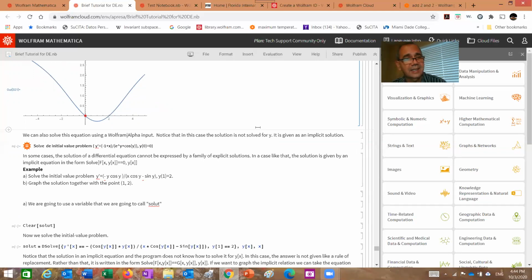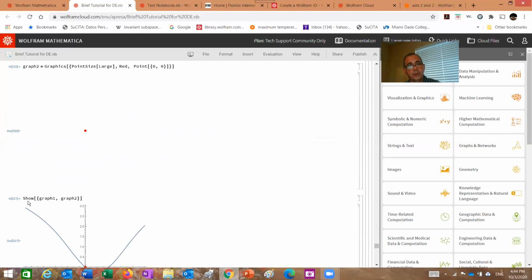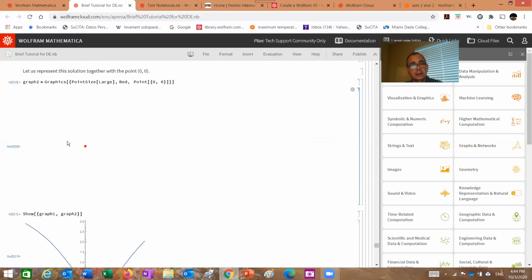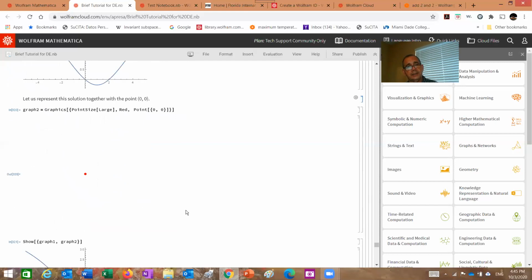Notice that Show is very convenient when you have more than one graph and you want to put the graphs together. Of course, we might have written Show from the beginning, and then Plot. You open a brace and you put the plot for graph 1. Instead of naming that graph graph 1, you enter the graph and you enter the other graphics, Point, etc. You put everything and you get the same result.